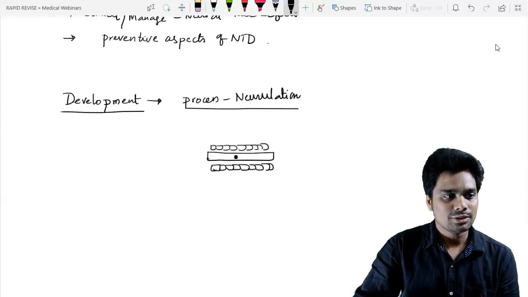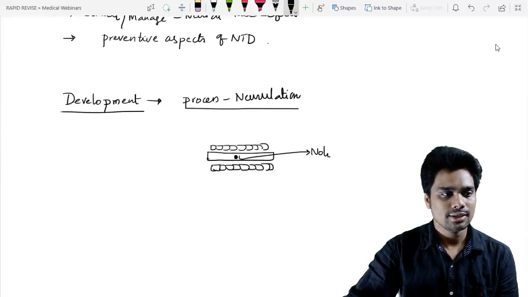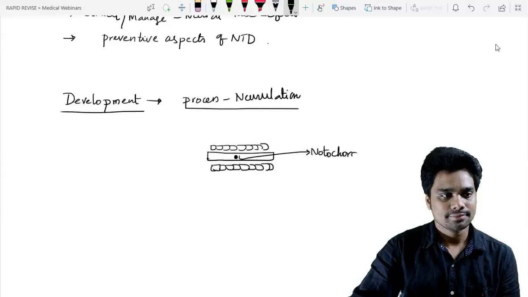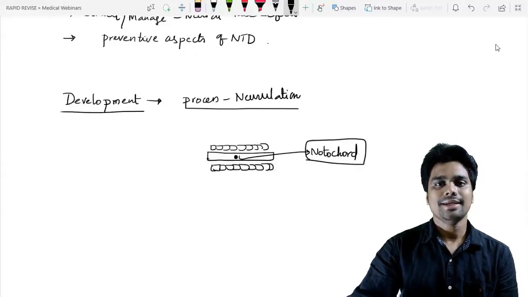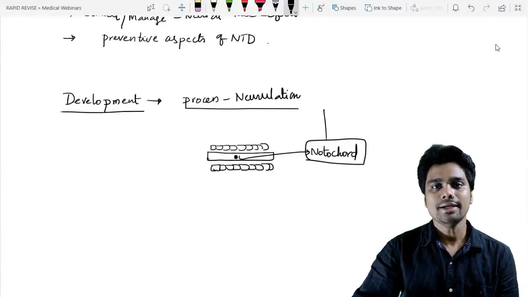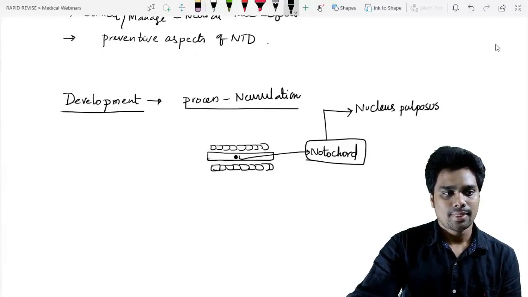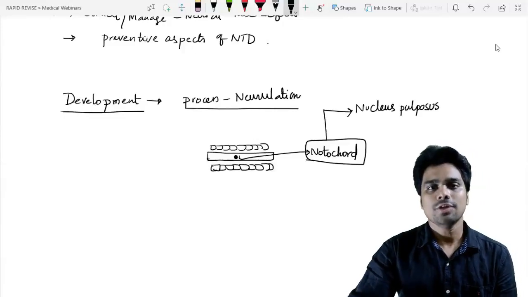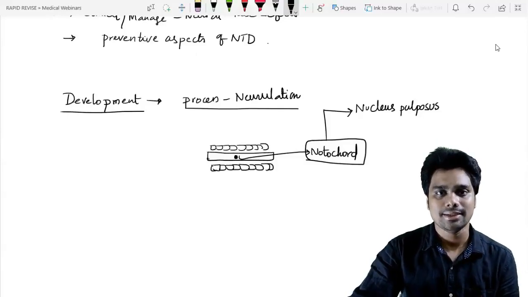In the middle of the mesoderm, there is a proliferation known as the notochord. The notochord degenerates in an adult, and the remnant of the notochord in adults is the nucleus pulposus. So most of the notochord degenerates, but the nucleus pulposus is the part of the notochord which is present in adults.